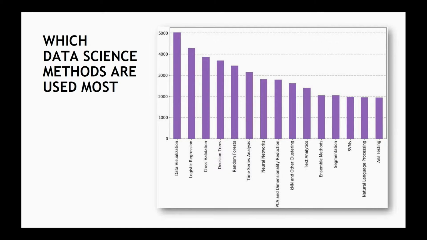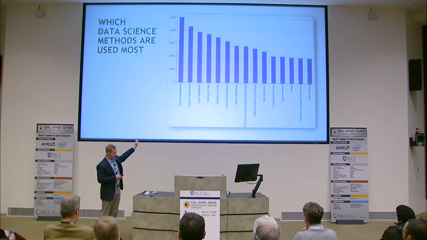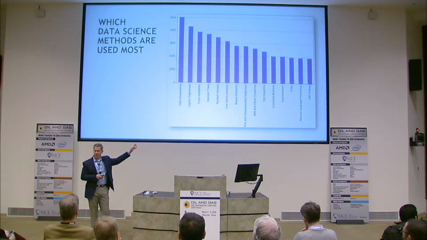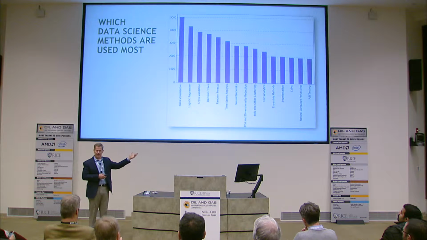All right, so the question is, which APIs are most used? What do they use for what methods? One that really jumps out is the tried and true logistic regression. Those are opportunities for acceleration, and we have some of that today within Rapids.